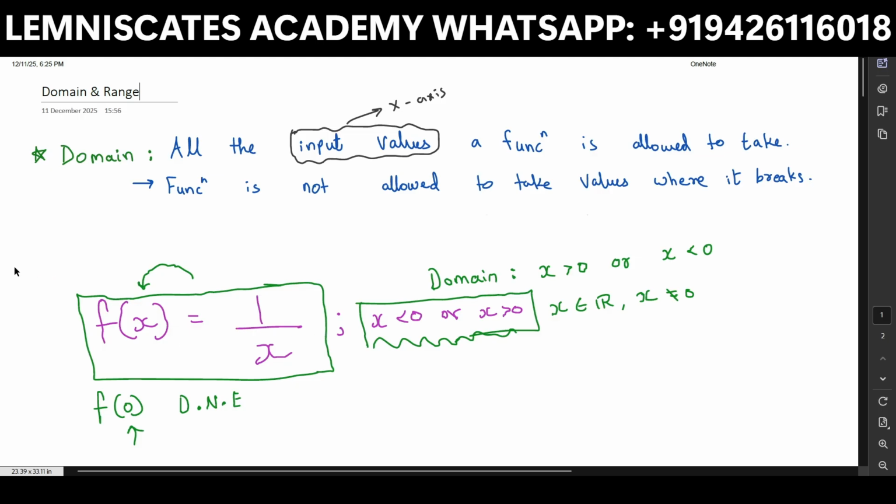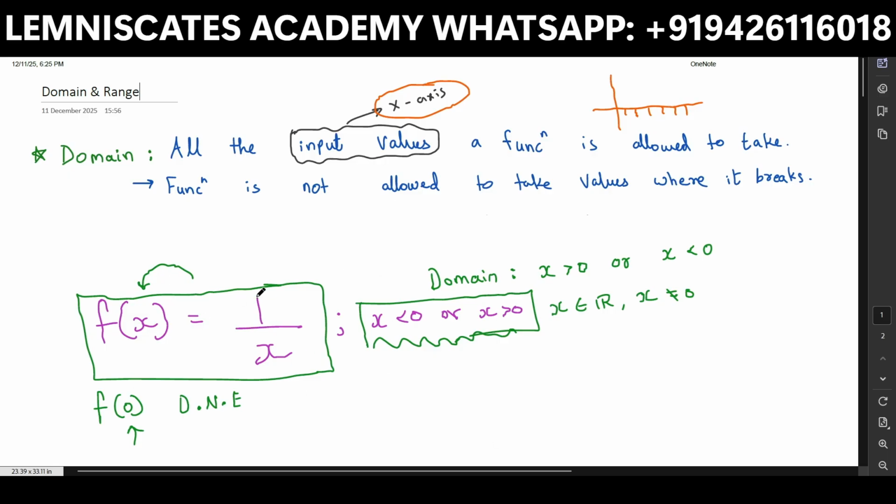So yes, now let's take a look at the definition of the domain. So domain are all the input values a function is allowed to take. And a function is not allowed to take those values where it breaks, or in other words, where it fails to produce an output. So I hope that this definition is now clear to you. Now why have I written x-axis over here? Because whenever you will be plotting any kind of function, straight line, cubic, whatever kind of function, the x-axis basically indicates that you are plotting your domain values. Inputs are plotted on the x-axis. And that is the reason I have written x-axis over here.